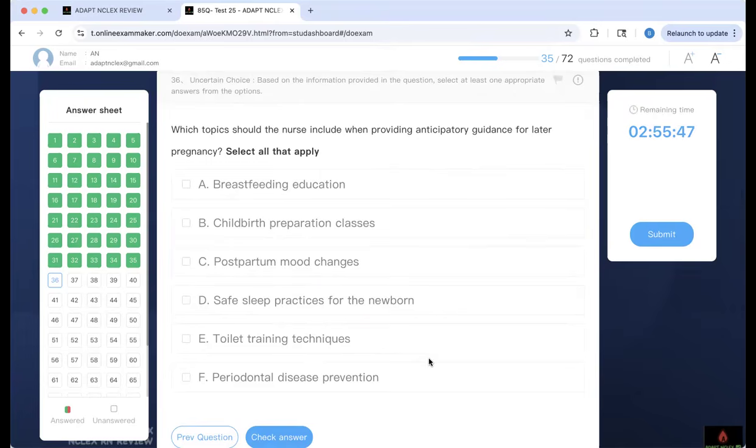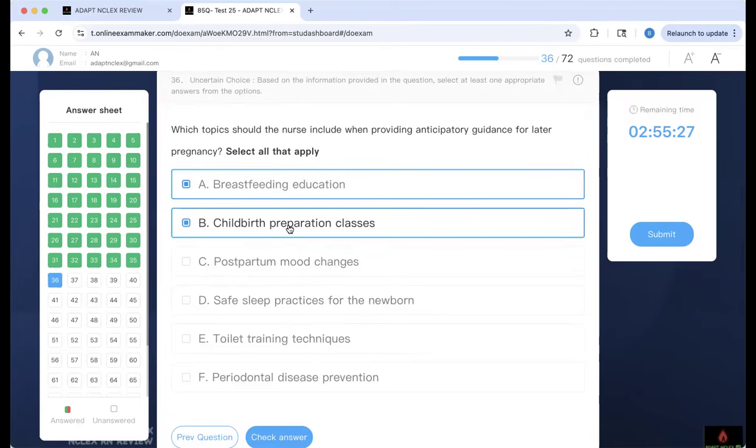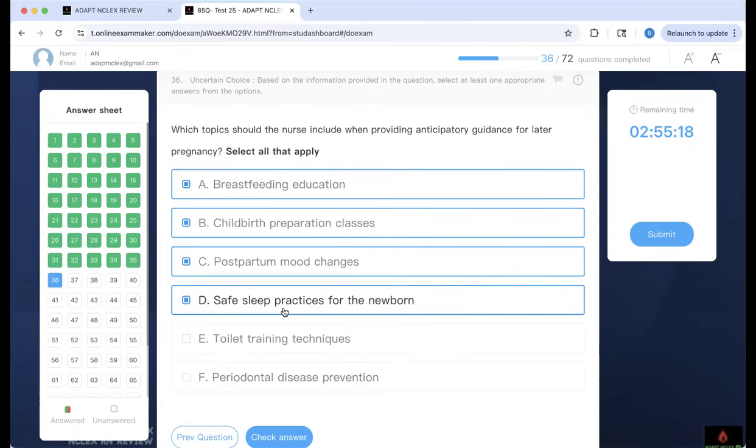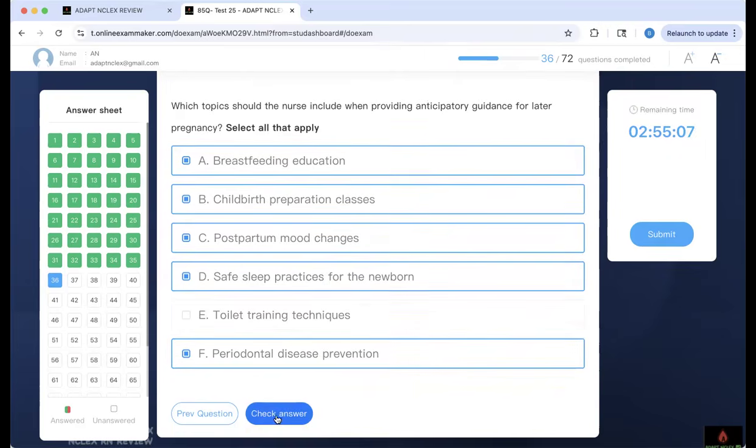Stop. Select all that apply. You can see I loaded this question with a bunch of select all that apply. And I know you ace them because you know how to do them. Don't over-select. Pick those that you're 100% confident. Number 36. Of course, they need to know how to teach breastfeeding. They have to know about childbirth preparation class. They need to know about postpartum. When you have a baby, there will likely be mood changes. Sleep practice of the baby that is safe. Toilet training is too late. It's too early. We don't worry about it. And periodontal disease gets worse when you get pregnant. Therefore, we've got to know about it.